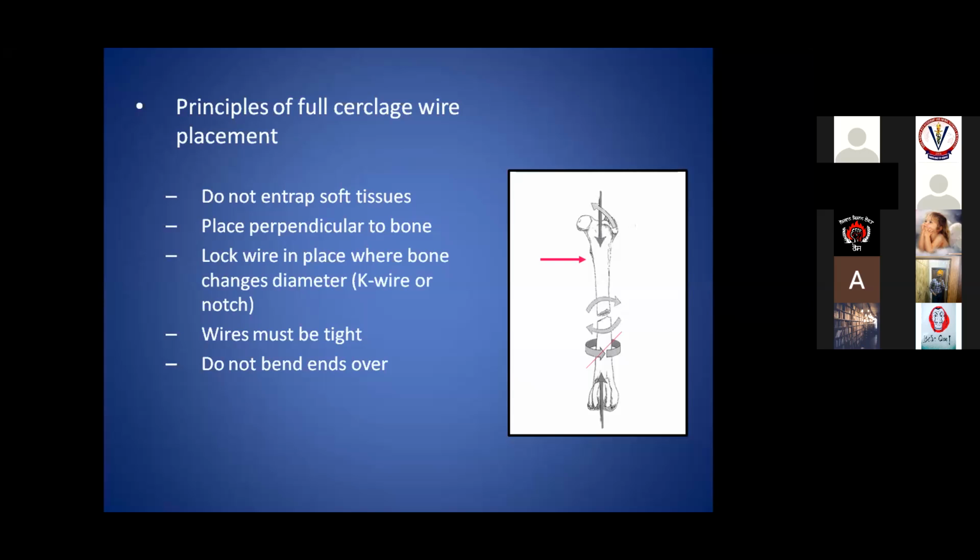So in the meanwhile, what happens? A couple of days after, the wire becomes loose because the muscle fiber which you have included is necrosed. So the wire becomes loose and it will not give stability to the fracture. Okay, don't entrap soft tissue. Always place the wire perpendicular to the direction of the bone. The wire should always be perpendicular. Lock the wire where there is a change in bone diameter, which we discussed. The wire should be tightened enough and do not bend the ends over. As I said in the earlier slide, you have to do a knot or you have to twist it.